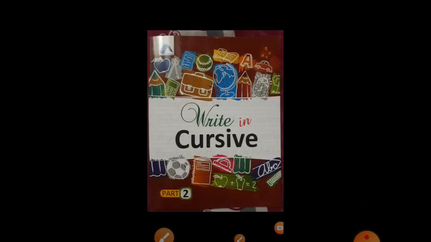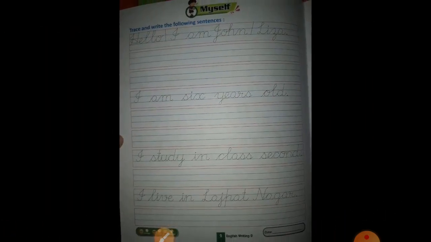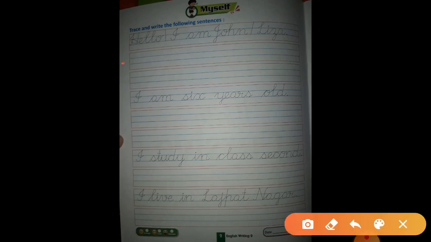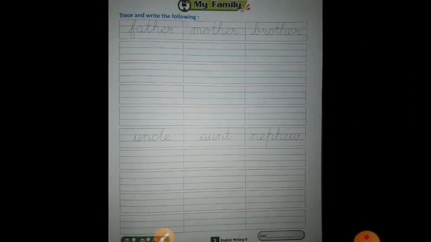Now today's homework is your cursive writing book. This is the big one, and page number 2. This is "Myself." You have to do the same here. You have to write, hello, I am John Liza. You all have to write this line 2 times, and this line 2 times, and this line only 1 time, this line only 1 time. And you all have to do this dotted line also first. After that you have to write in your writing. These page number 2 and page number 3, you have to do as today's homework.